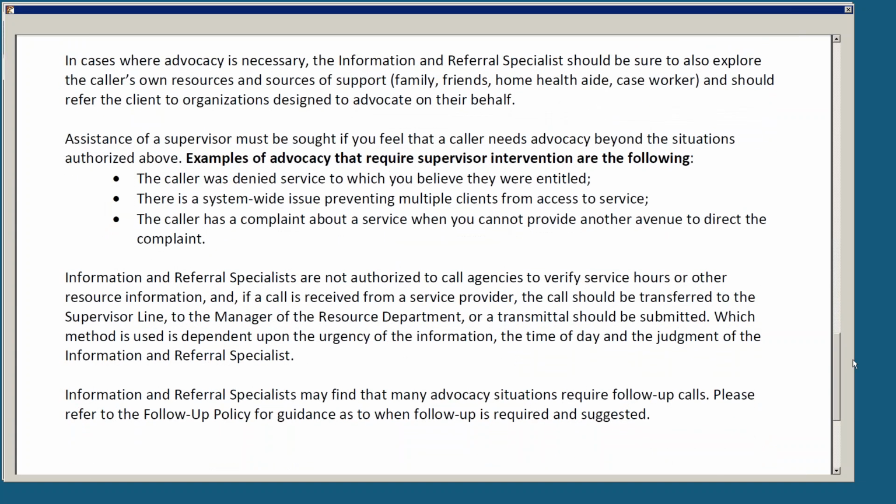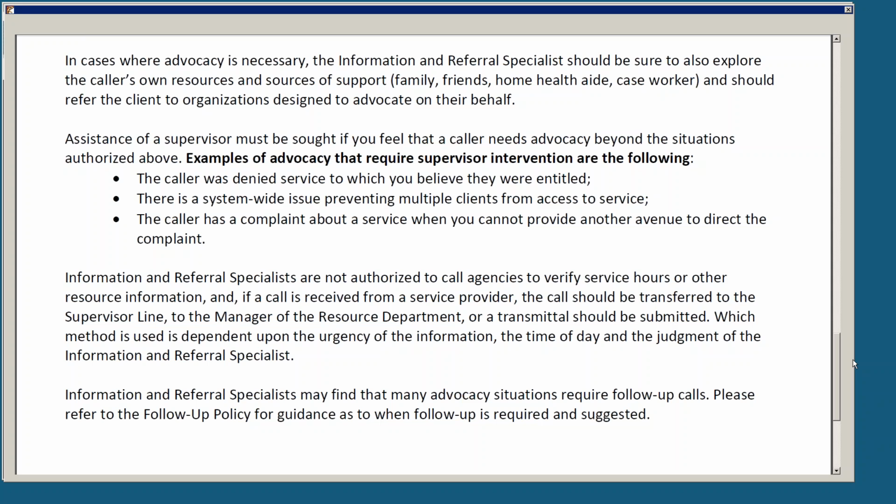In cases where advocacy is necessary, the navigation specialist should be sure to also explore the caller's own resources and sources of support, such as family, friends, home health aides, or caseworkers, and should refer the client to organizations designed to advocate on their behalf.